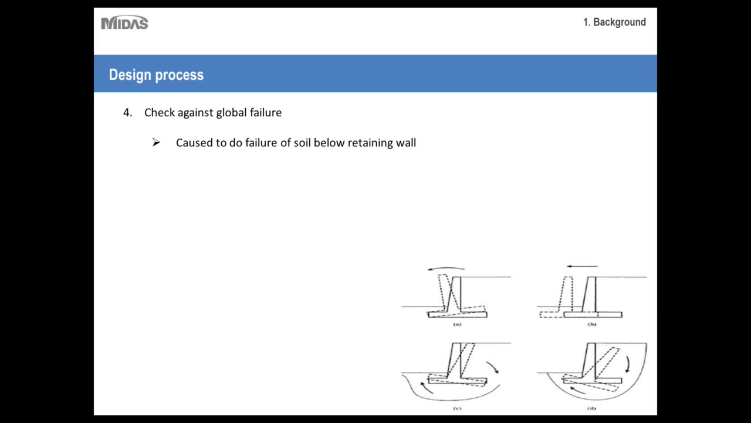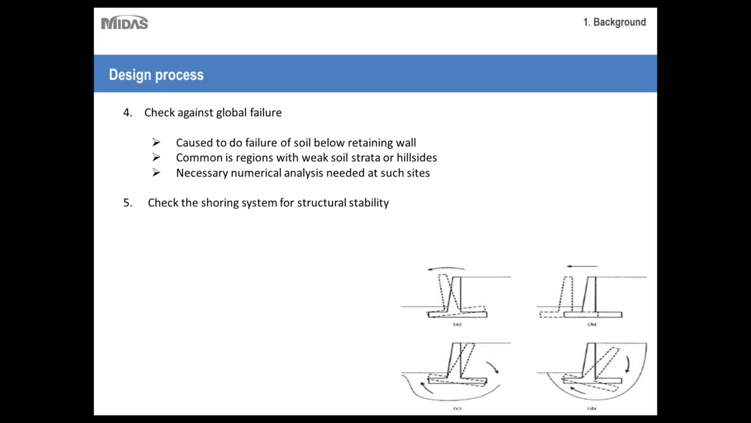So how can you ensure safety against global failure? This type of failure, as we know, is caused by the soil below the retaining wall. And if you are working on sites which have weak soil strata, or you are working on hillsides, this check is essential. For this check, you must perform a numerical analysis on these sites. So once you identify that you are working at one of these sensitive sites with poor ground conditions, it automatically calls for a numerical analysis to assess whether the soil or the slope will fail, causing the global failure of the supporting system.